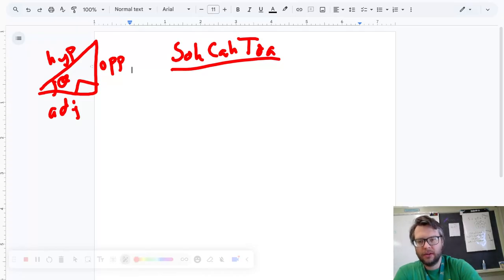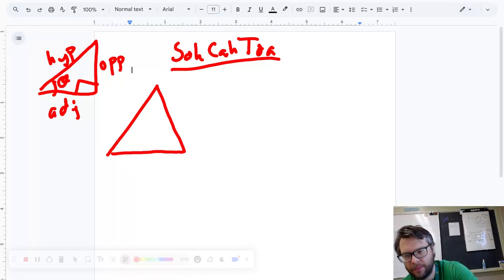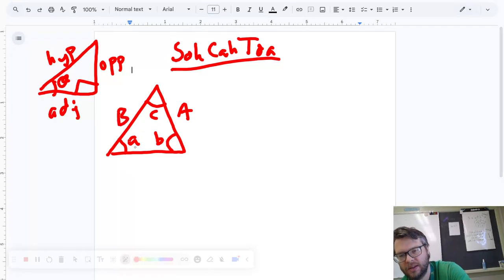And a lot of times we have triangles that aren't right triangles, or maybe they aren't necessarily right triangles. So for example, if I have a triangle like this, where we don't know if it's a right triangle or not, there are still a couple rules that we can use. And one of those is the law of sines, okay? The law of sines is this idea that if I have three different angles, let's just label those A, B, and C, then the side lengths can be written A, B, and C.